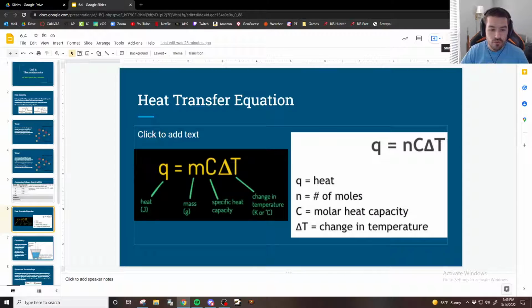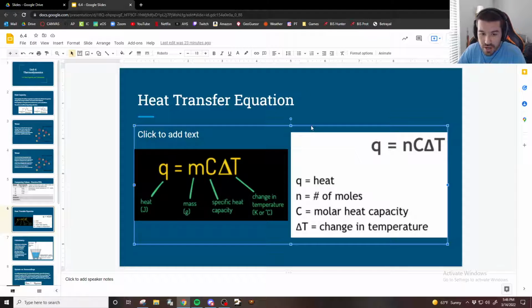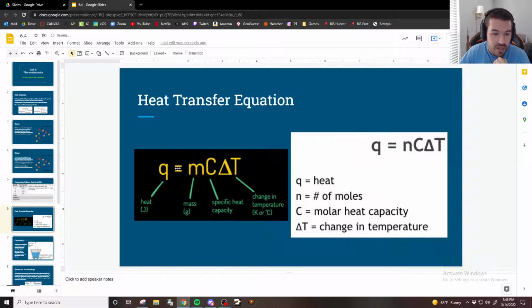You can use heat capacity in some different equations, okay? Namely, the heat transfer equation. This is sometimes called the MCAT equation because of the MC delta T, the delta being like the letter A, so the MCAT equation.